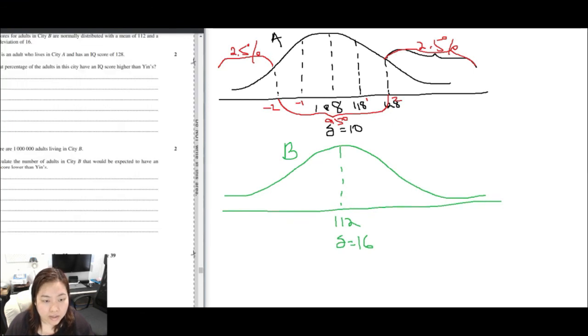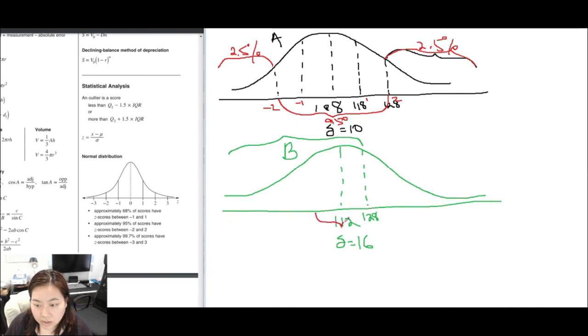There are 1 million adults living in CTB. Calculate the number of adults in CTB that would be expected to have an IQ score lower than Yin. CTB has a standard deviation of 16, which means the next one up will be 128. That's only 1 standard deviation higher. So we want to find everyone that's there.